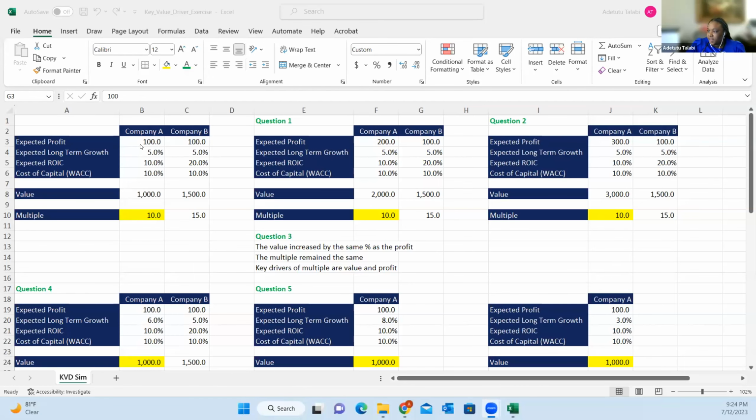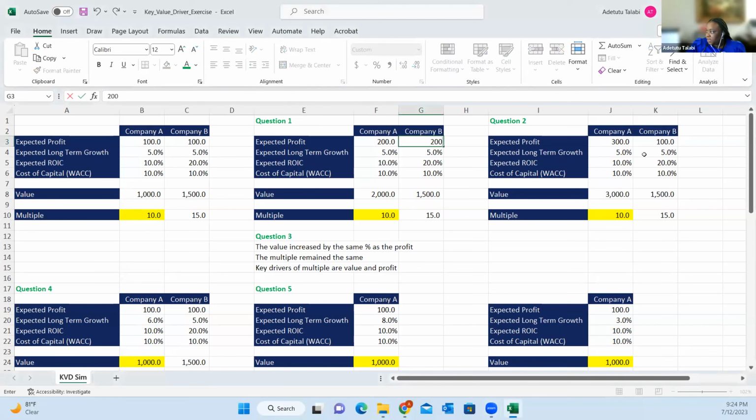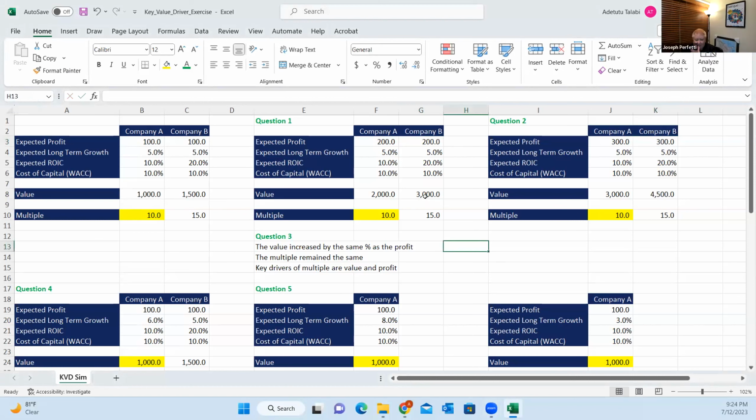And then for company B, sorry, we didn't change profit for company B. Well, if I change profit for company B here to 200, I can share my screen. Follow along. Okay, this is for company A. When we changed it from 200 to 300, the value increased from 2 billion to 3 billion respectively. And if I change company B to 200 and 300 as well, the value also increases.